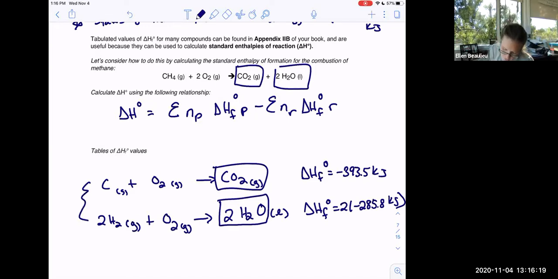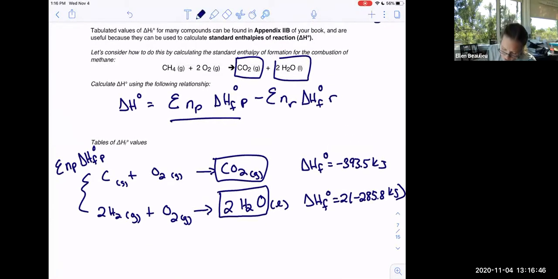Right here in this process, what I'm doing is adding up the sum of the moles of products times the delta HF of products, which is right here in my mathematical term. I'm adding up, here's my moles, 1 mole, 2 moles, here's my delta HFs. These are found from the back of the book.